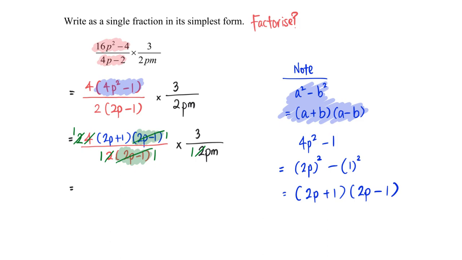So the final answer would be 2p plus 1 times 3. That would be 3 times 2p plus 1 over pm. And we cannot simplify any further. That will be the final answer for this question. Let's move on to the next question.